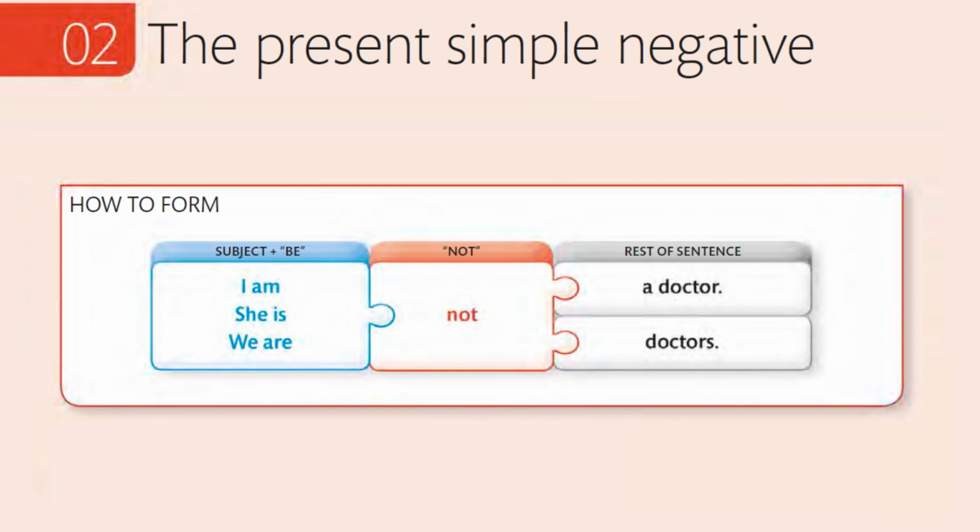How to form. I am not a doctor. She is not a doctor. We are not doctors.